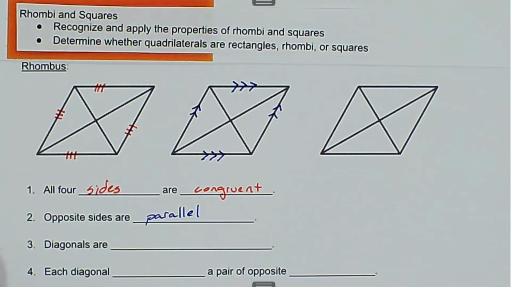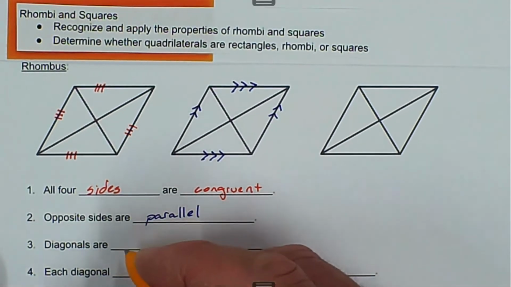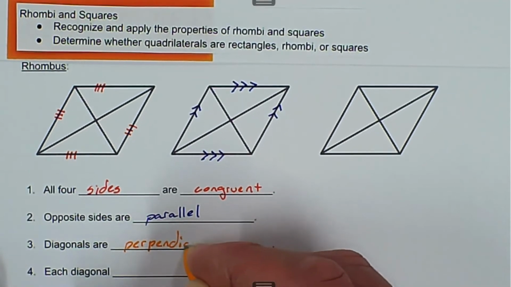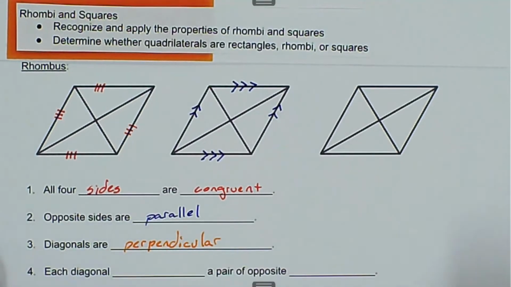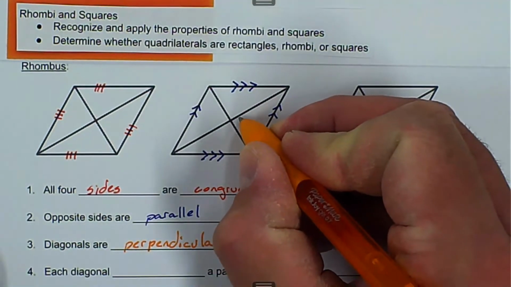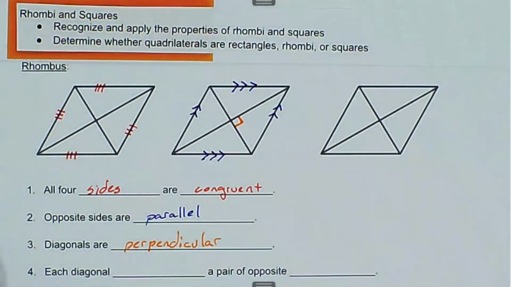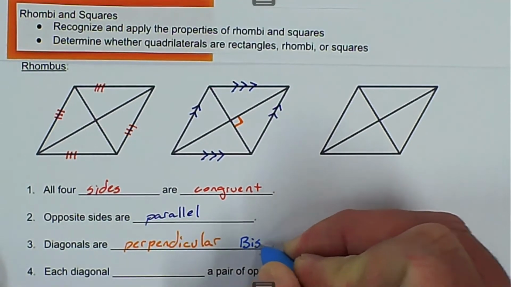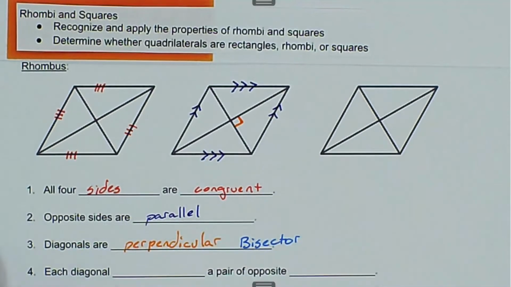The next one we say is that diagonals are perpendicular bisectors. So they're perpendicular and they are bisectors. If they're perpendicular, that means that they form a 90-degree angle right there. And the other part that we talked about was bisector. The perpendicular bisector means each one's cut in half.